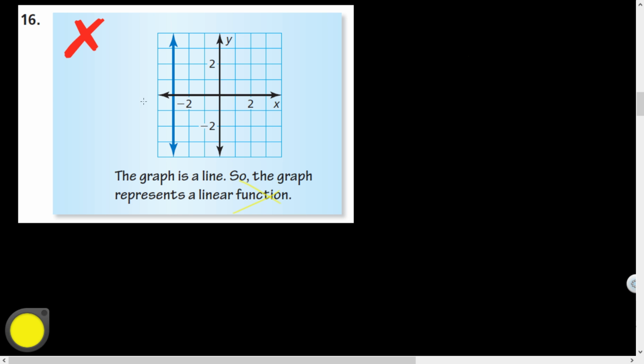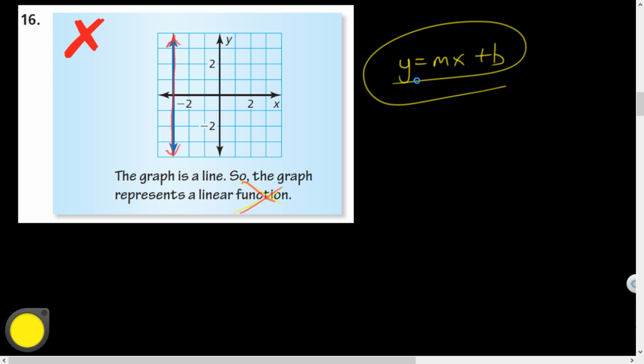It fails the vertical line test, right? If I drew a vertical line, watch how many times it hits this. Infinitely many times. It was like the most failure of the vertical line test possible. So it is not a function. It is a line. Also, we talked about linear functions yesterday as being of the form, or can be written in the form y equals mx plus b. And the issue is I actually can't write this in this form, okay?